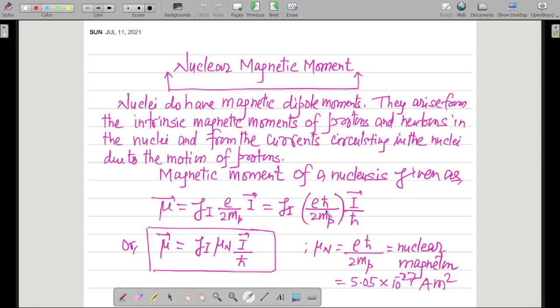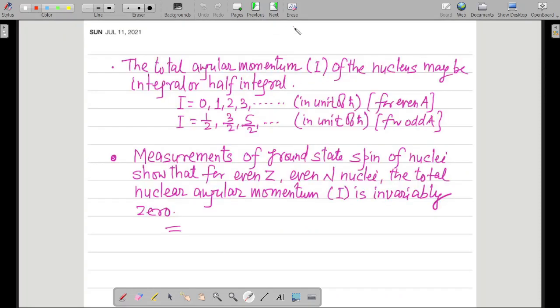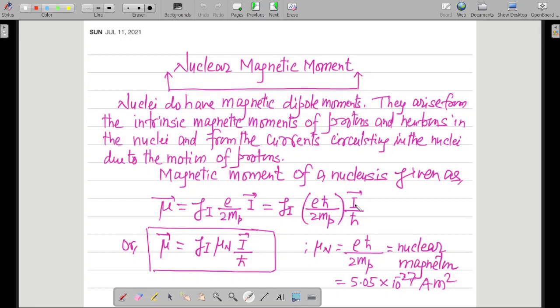When I multiply and divide this particular term by h bar, what do I get? I get something of this kind: gI, that is the Landé splitting factor, e, that is the charge of the proton, h bar divided by 2 times the mass of the proton, multiplied by the I vector, that is the total angular momentum vector, divided by h bar. So that is the thing.